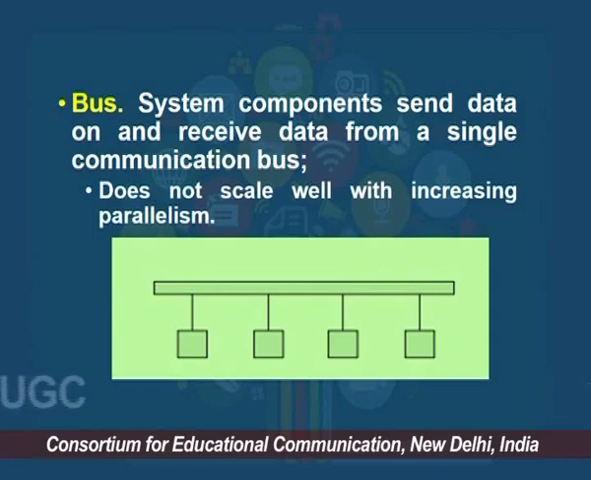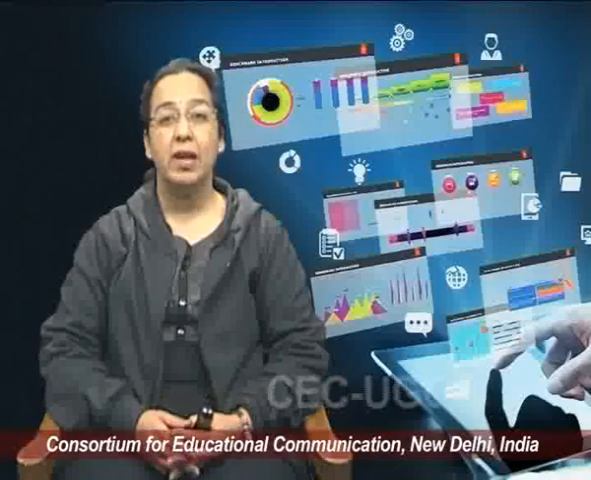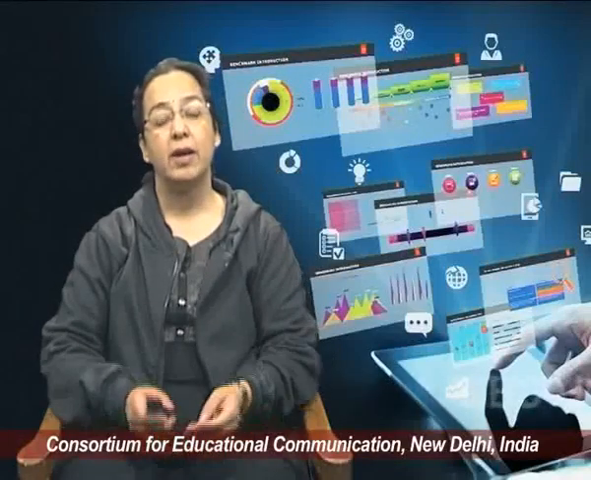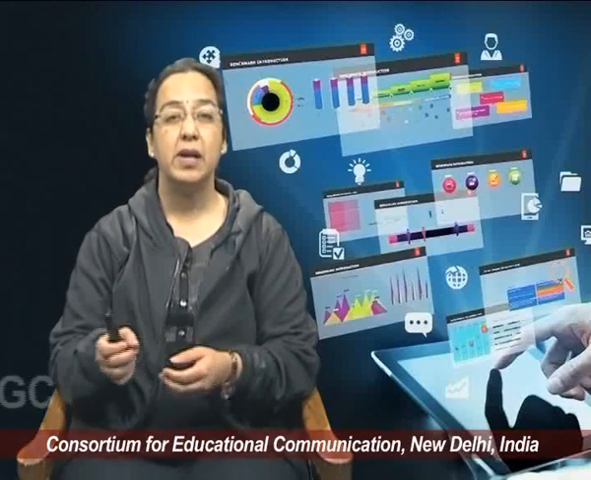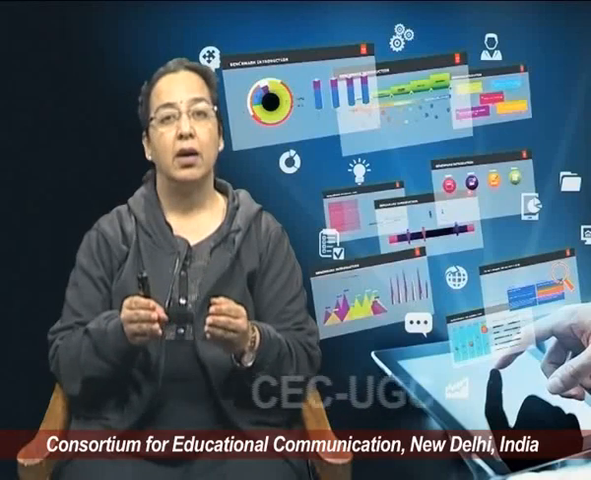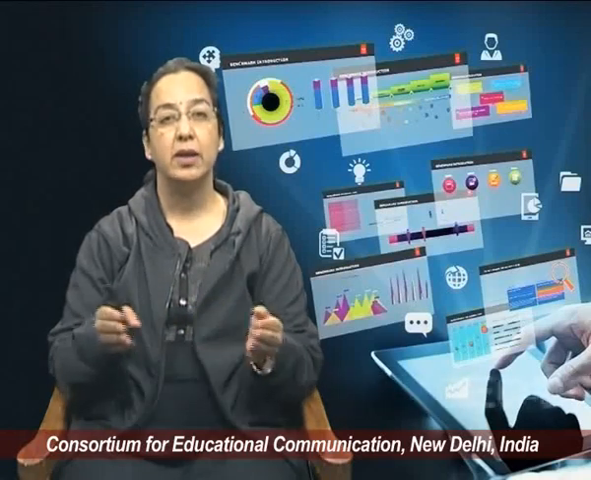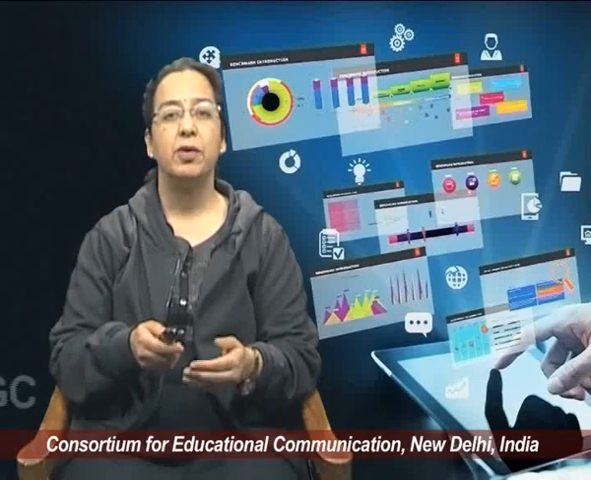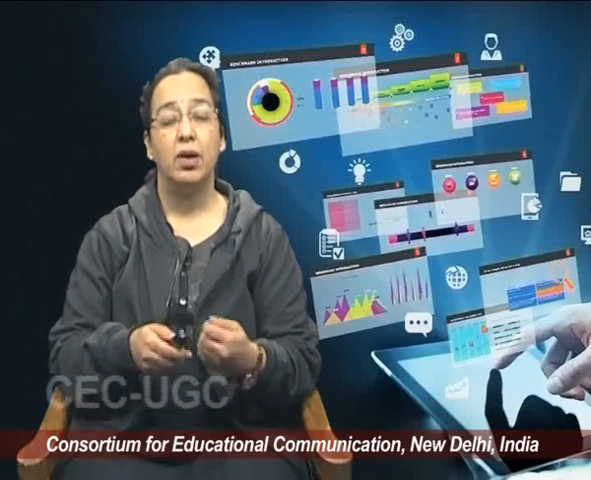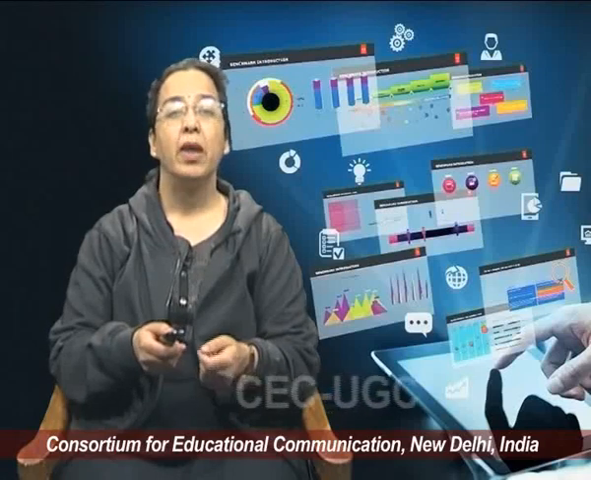Here is a bus, which is the line connecting all the machines. But the problem with this type of network of databases is that it does not scale well with increasing parallelism. For example, if we increase the number of machines and the bus in a linear fashion, it does not perform well in terms of scalability.